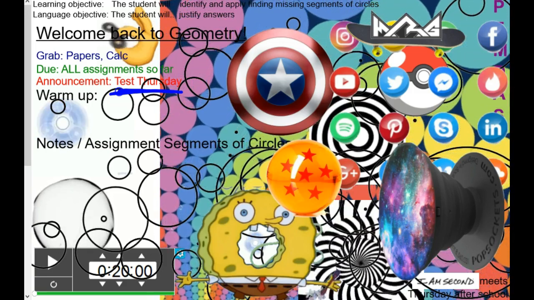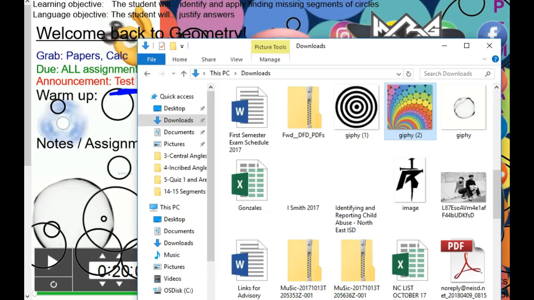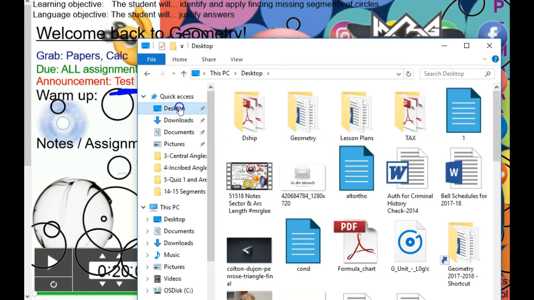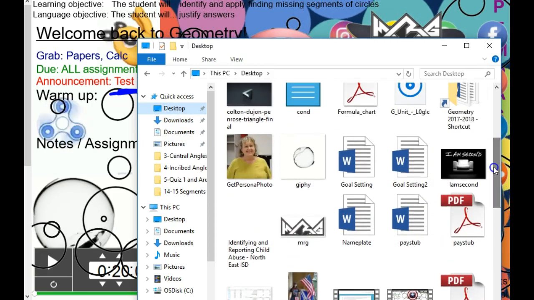So let's do this. Today we are talking about segments in a circle. So not segment of a circle. I know we've done that before. That was on Thursday, I believe.